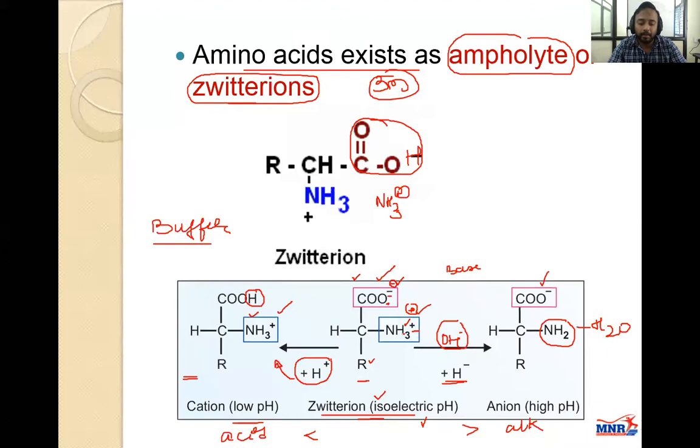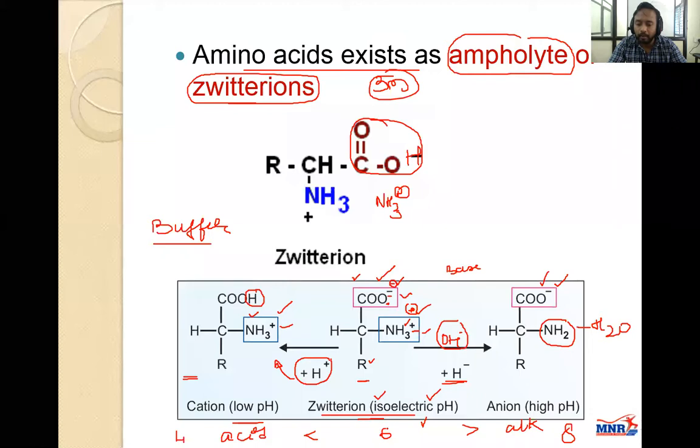The pH at which it is in the zwitterion state is called the isoelectric pH. For example, it can be 6. At pH 6, the amino acid carries both positive and negative charge. You reduce the pH, make it 4. It carries only positive charge. You increase the pH to 8. What is happening? It is carrying only one charge, that is negative charge.